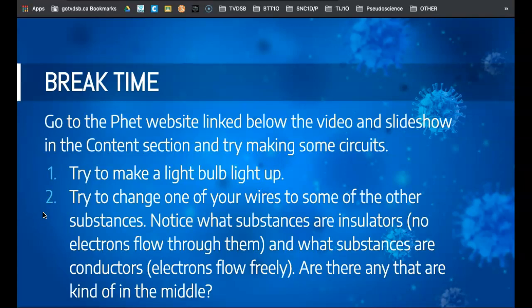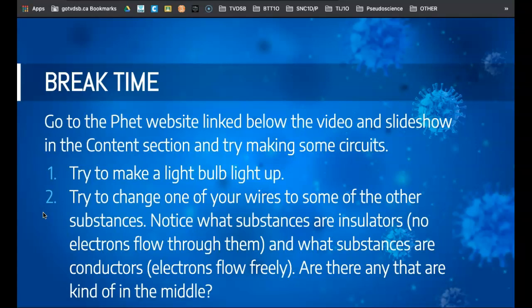Well, what you should have noticed is that the conductors all were metal, right? So they all allowed electrons to flow through fairly easily. The insulators were non-metals, things like rubber, all right?